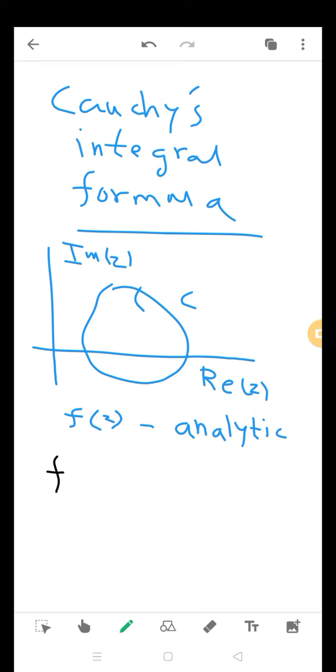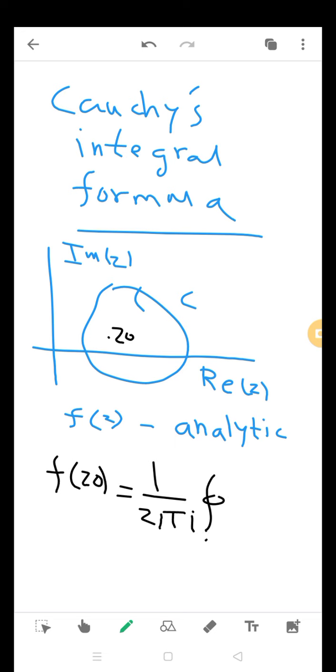f(z0), for any point inside this contour, is equal to 1 by 2 pi i, integral over C of f(z) divided by z minus z0, dz. This is the Cauchy's integral formula.